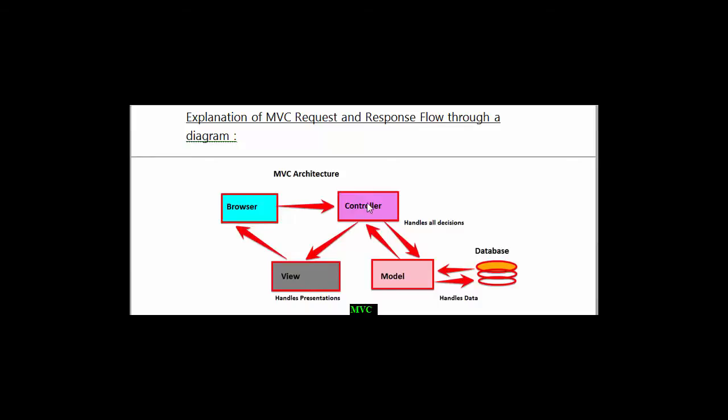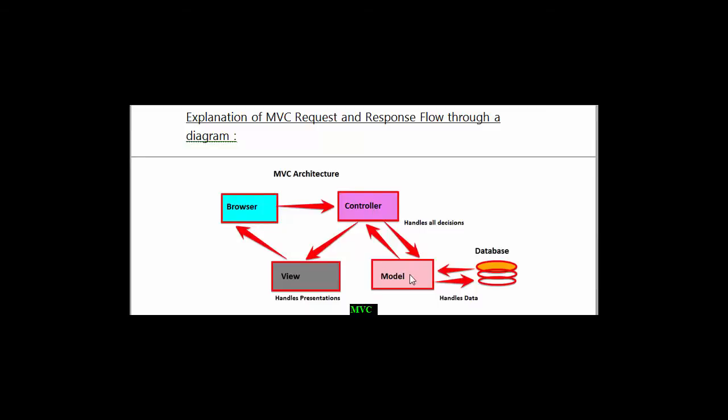Okay, so on the basis of the request URL that it receives from the browser, it decides whether to process the request to the model or to directly render the view file. Now if the controller needs some data from the database, it will send a request to the model in order to get some data from the database. Even for storing or managing or updating or deleting data, the controller is going to send a request to the model.